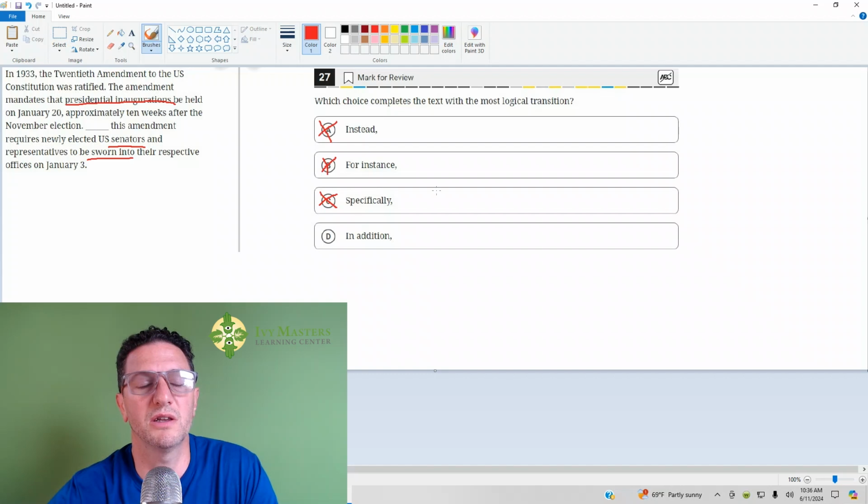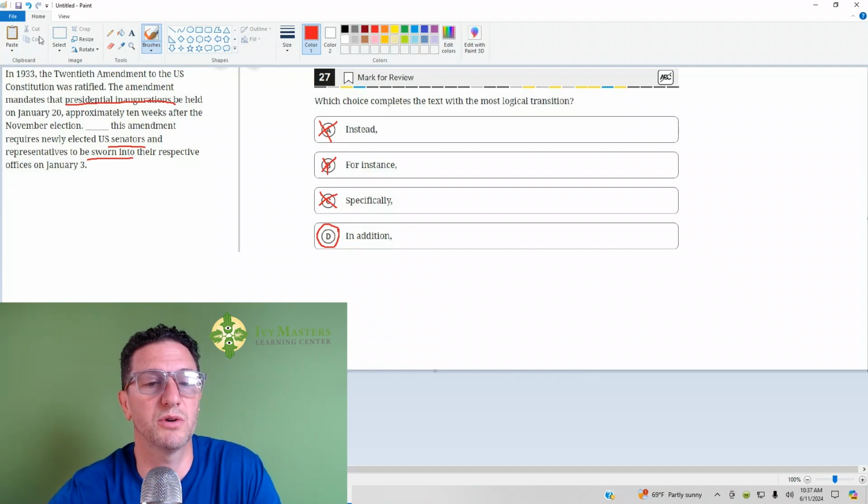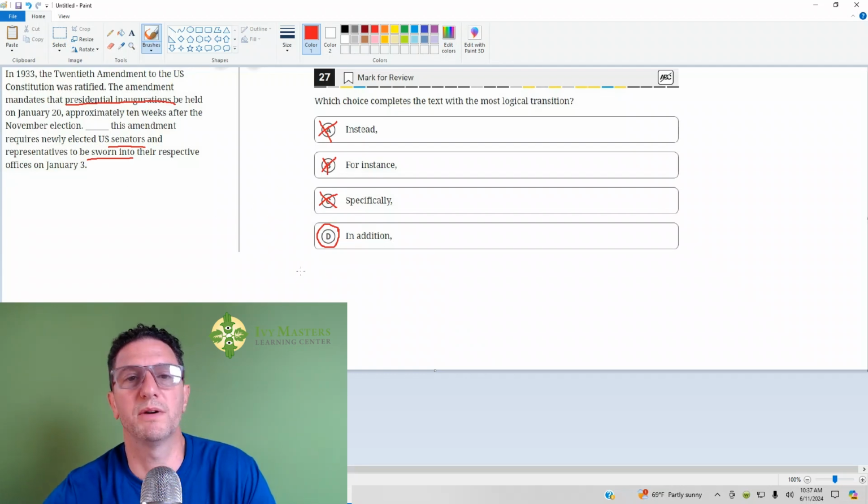In addition is going to be our hero here. Why? Because we've got an example of a president being sworn in. In addition, this is when senators are being sworn in. So the similarity there is that they're being sworn in or inaugurated. D is your best answer choice.